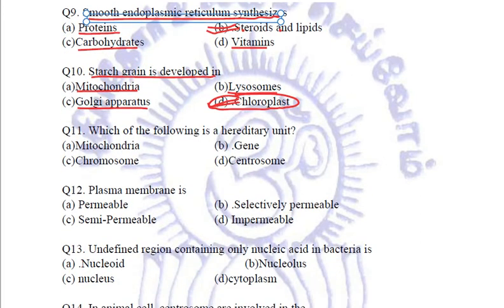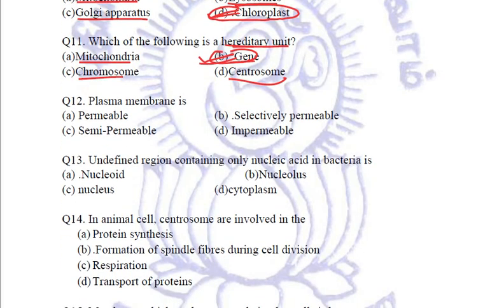Next question. Which of the following is a hereditary unit? Is it mitochondria or chromosome or gene or centrosome? The correct answer is genes. These are the units of inheritance which carry all the genetic information from one generation to another. Clear? Question number 12. Plasma membrane is permeable or semi-permeable or selectively permeable or impermeable.